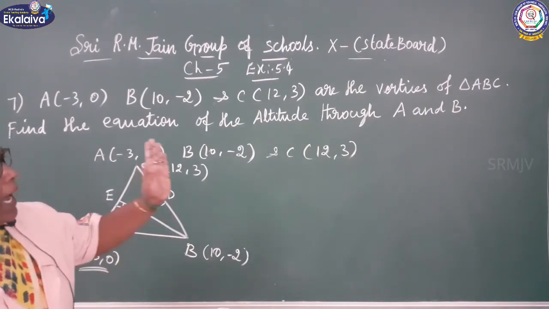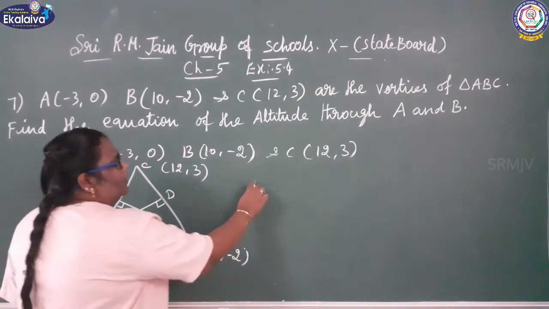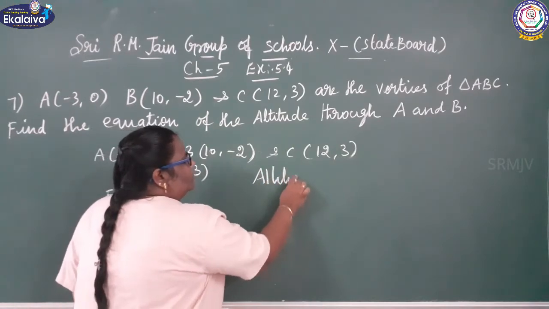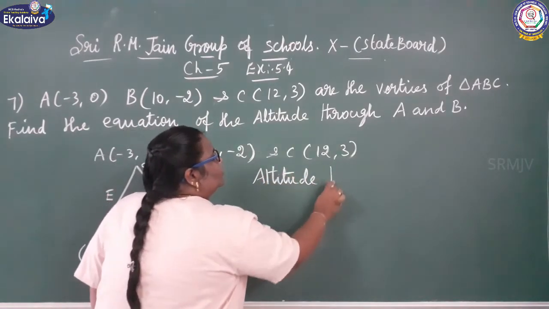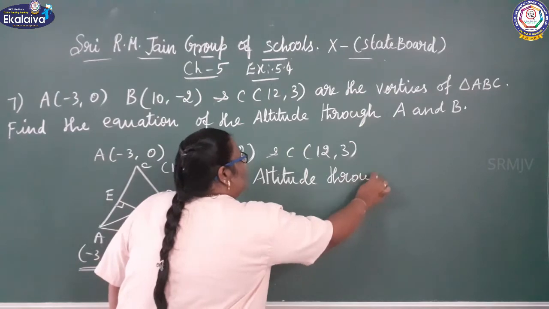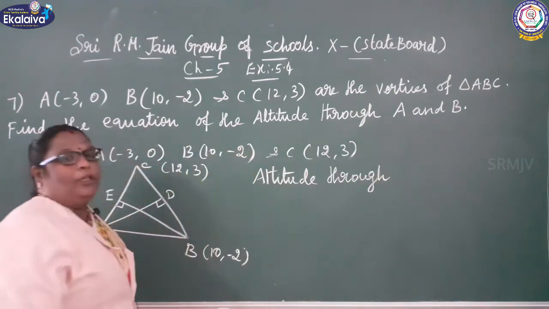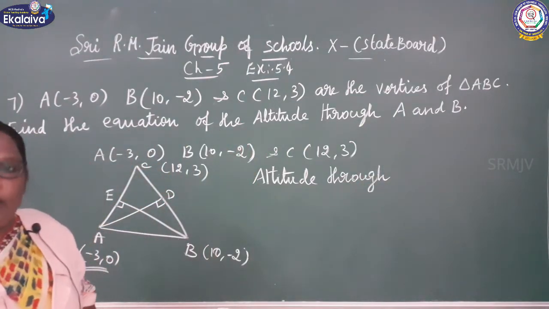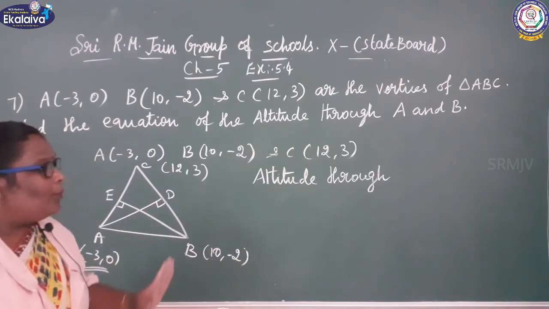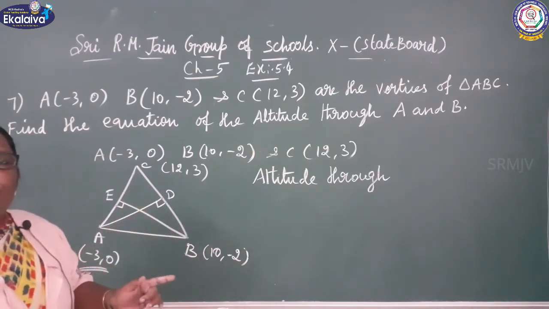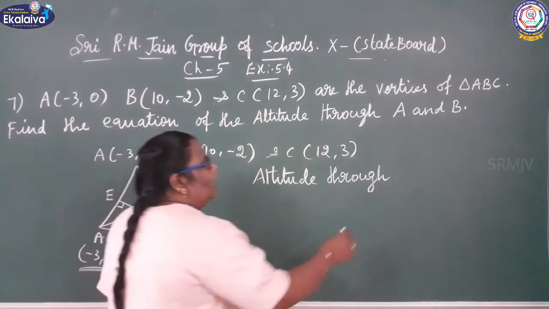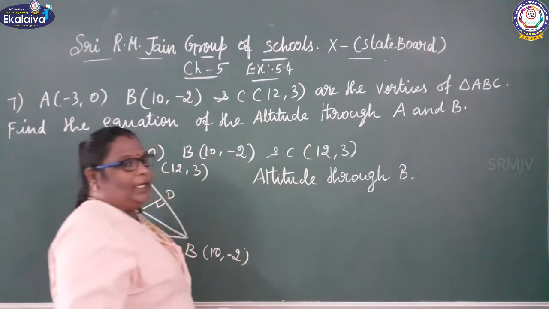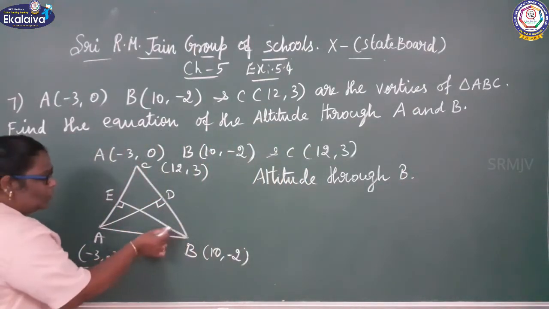Next we move on to altitude through B. First we found the equation of the altitude through A. Now we move on to what? Altitude through B. See here, altitude through B.